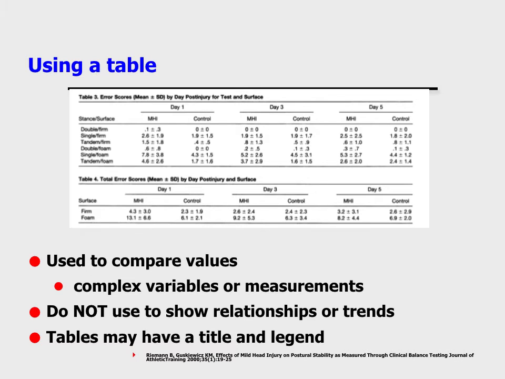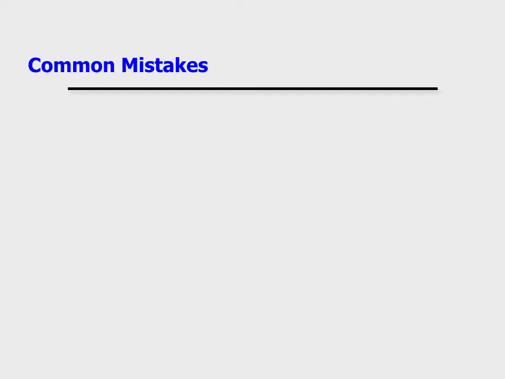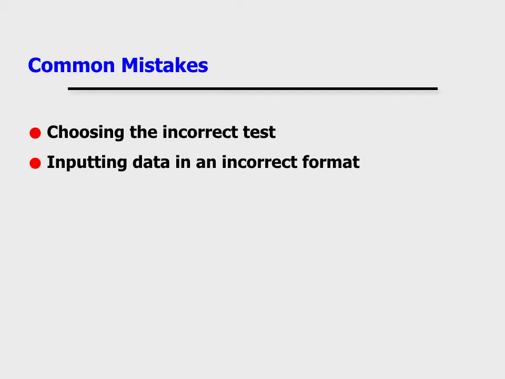So we spoke a lot about statistics, about different tests. We're going to finish up by looking at common mistakes. First is choosing the incorrect test. Make sure that when you choose your statistical test or method that it's appropriate for the data you're collecting. The second is inputting the data in an incorrect format. Make sure that you're coding your data correctly. You're putting it in the right format.